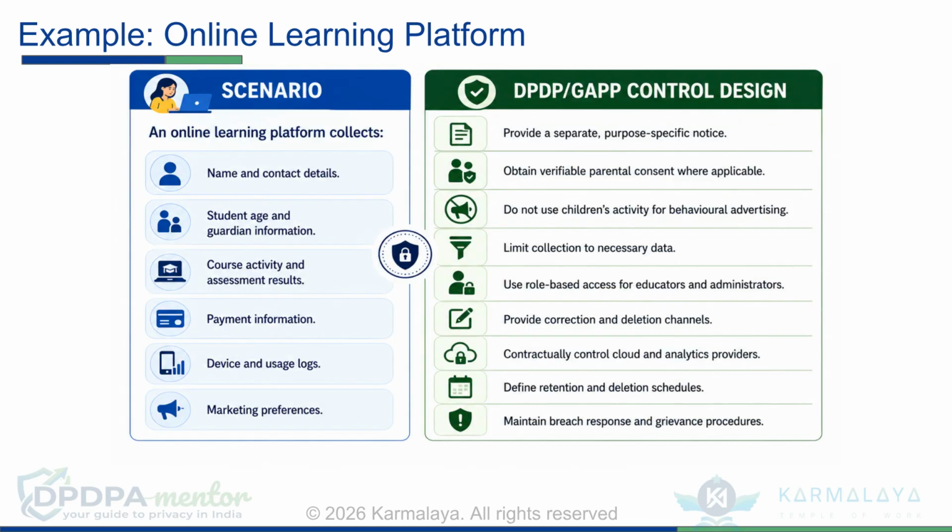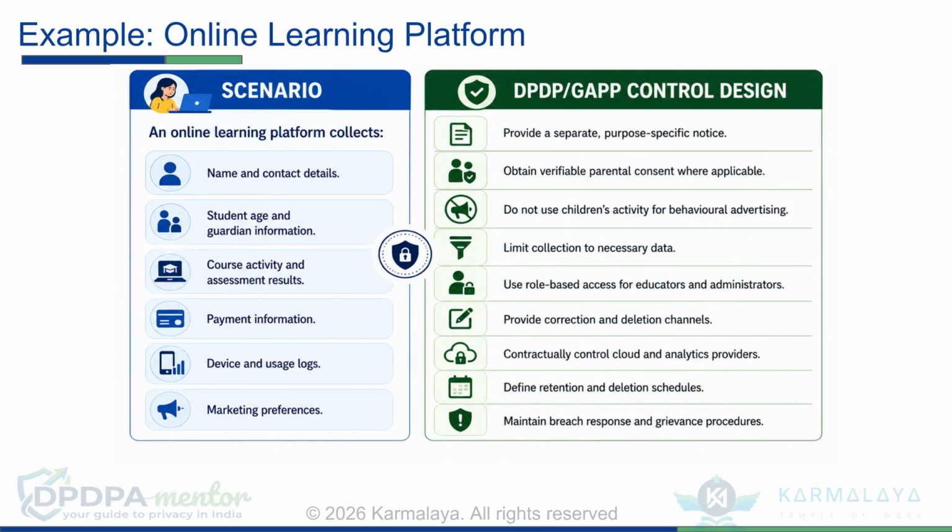Consider an online learning platform. It must handle student data, parental consent for minors, and marketing preferences, while ensuring it limits collection to necessary data. The platform's control design includes issuing purpose-specific notices, maintaining breach response procedures, and providing clear channels for data correction and deletion. This example demonstrates how the principles work together.